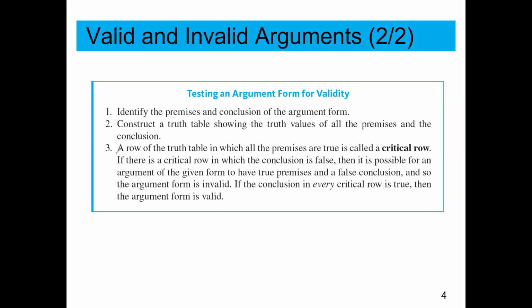A row in the truth table in which all the premises are true is called a critical row. That's pretty much the only row we care about. If the conclusion is false, then we've got a problem. So we have to make sure we are working our way through this and understanding how these different ideas work.